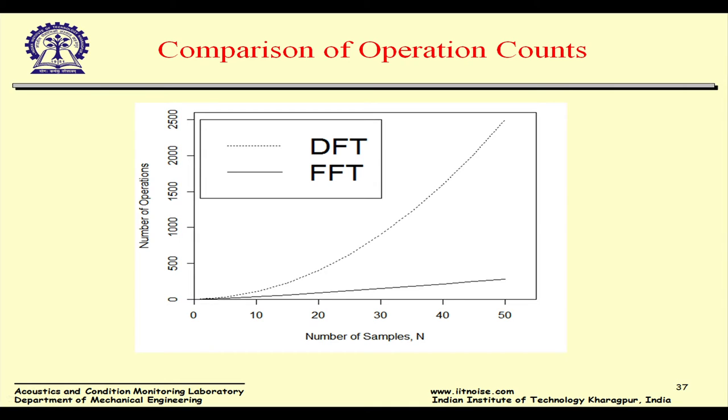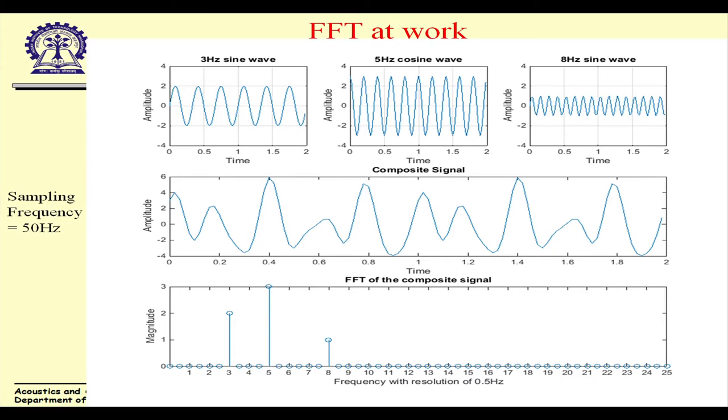Nowadays the computations are so quick that it hardly makes a difference whether you are doing DFT or FFT. Even in your mobile you could perhaps be doing an FFT. This is how the FFT's result looks. This is a 3 hertz sine wave and a 5 hertz cosine wave. If you add them together, the composite signal looks like this, and this is how the corresponding amplitudes and frequencies show up in the FFT of that signal.